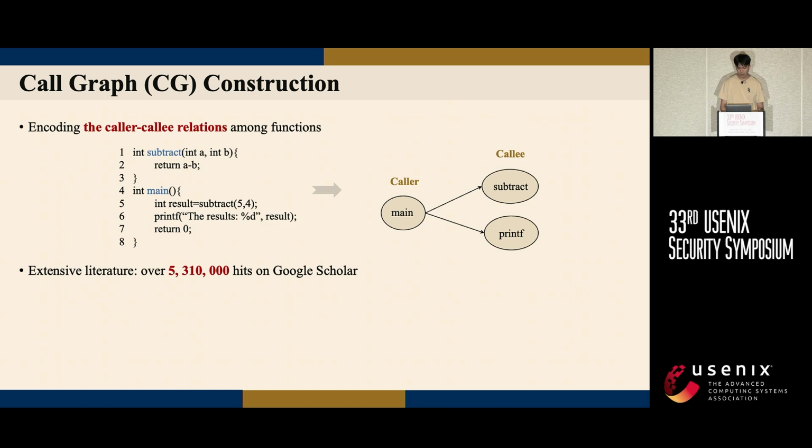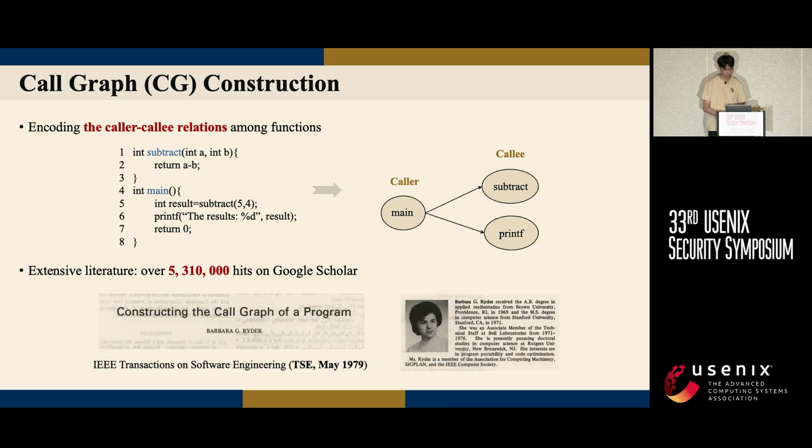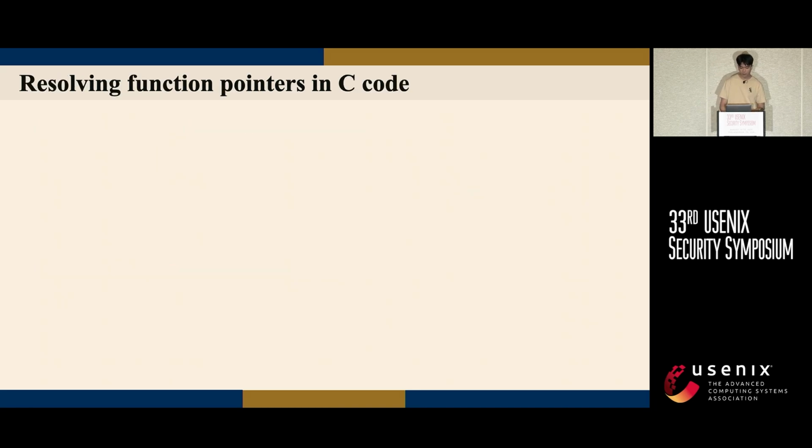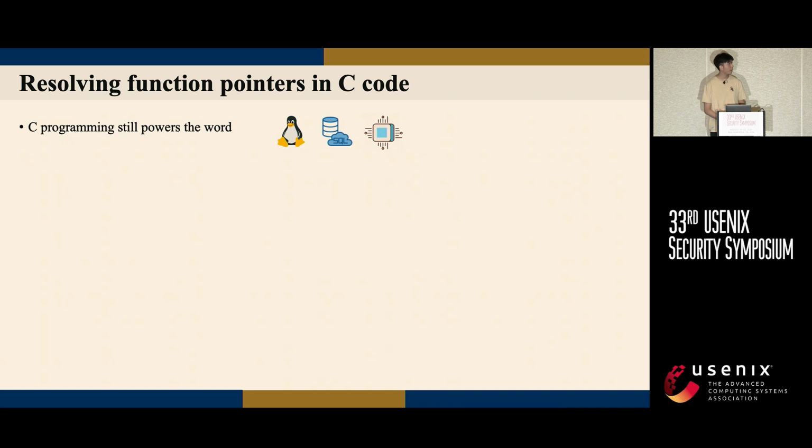Call graph construction is also one of the most fundamental tasks for program analysis and verification that has been studied over the years. When we search for the keyword call graph, we can find over 5 million hits on Google Scholar. Going back to its history, in 1979, Barbara Ryder, a pioneer of programming language research, published the first algorithm for constructing the call graph for Fortran programs. And the C language still powers the world today, as many fundamental systems and software are still written in C.